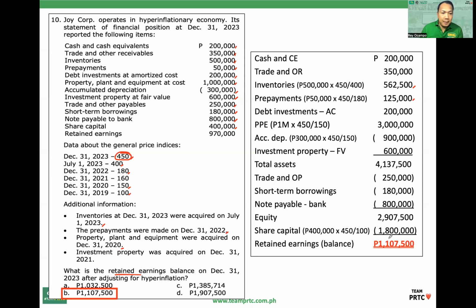Okay, so number 10, bravo. That's the restatement of statement of financial position items: assets, liabilities, equity. Again, whenever an item is not yet at the end-of-period measuring unit, restate. If already at the measuring unit current at the end of the reporting period, not restated. Now, how about income statement items? Okay, number 11.